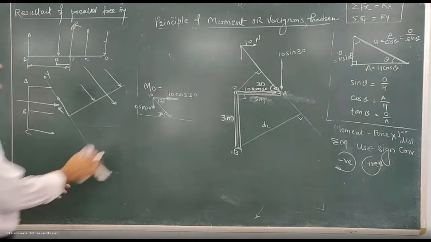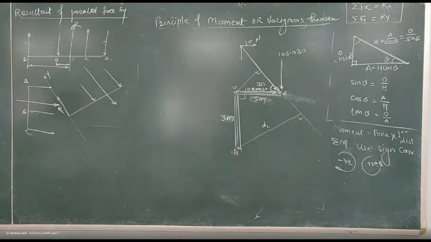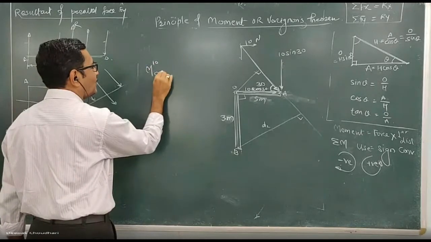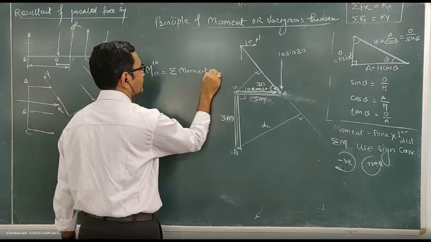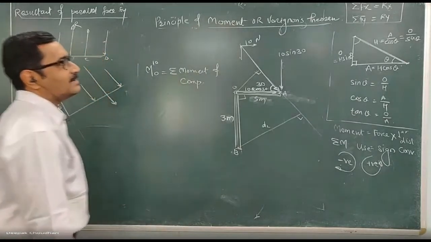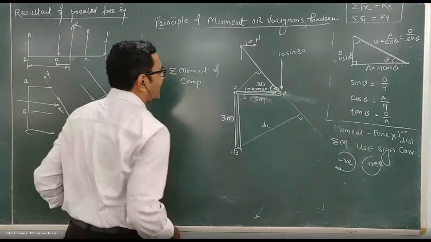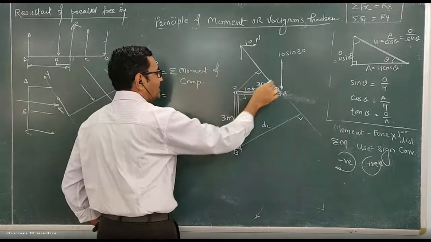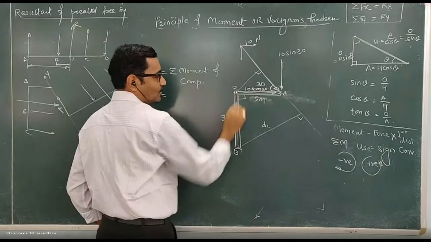So resolve the force at any particular point on the line of action of the force and then take the moment of its components. Here, the moment of this original force of 10 Newton about point O is equal to the summation of the moment of components. Actually, this is only the Varignon's theorem, the principle of moments. I will explain the principle of moments in another way, but in fact, this is only the principle of moments. Clear? Take the moment of both the components. Now, out of these two, what is the moment of this 10 cos 30 about O?